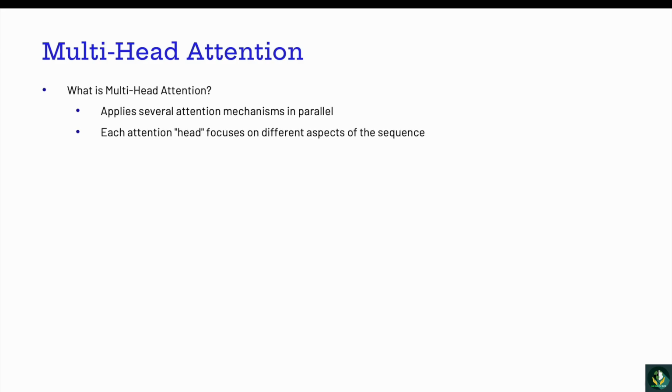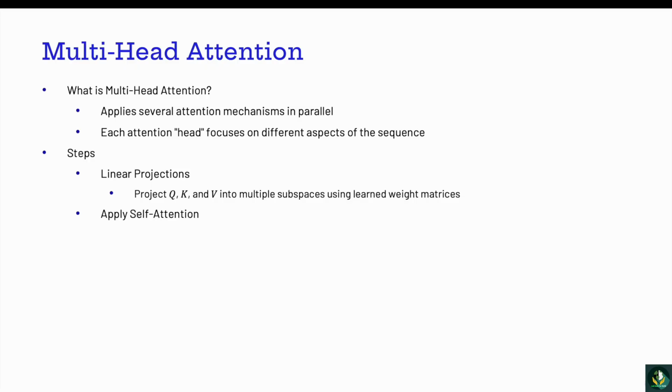Next, we have multi-head attention. What is multi-head attention? Instead of a single attention mechanism, multi-head attention applies several attention mechanisms in parallel, and each attention head focuses on different aspects of the sequence. The steps involved here are linear projections first, where you project Q, K, and V into multiple subspaces using learned weight matrices. Then you apply self-attention. Perform self-attention for each head independently.